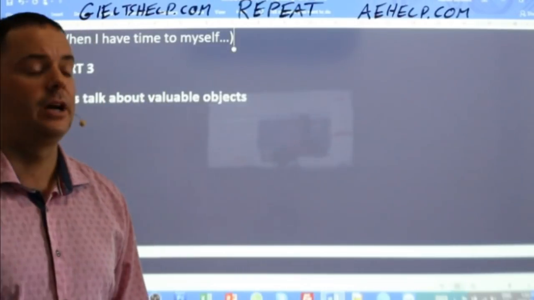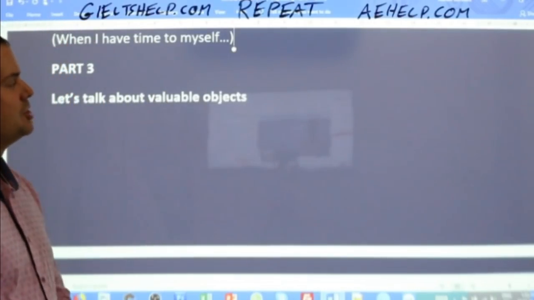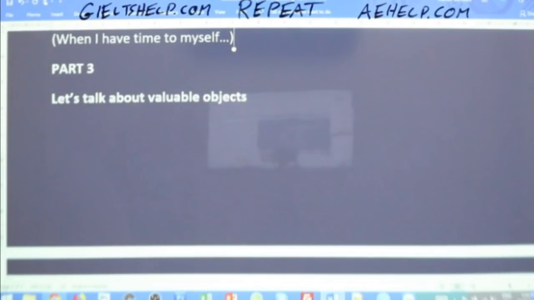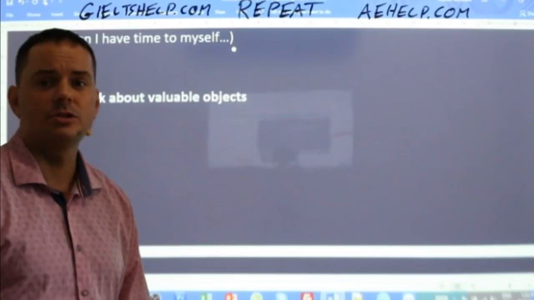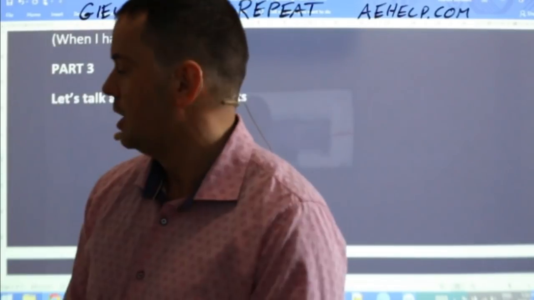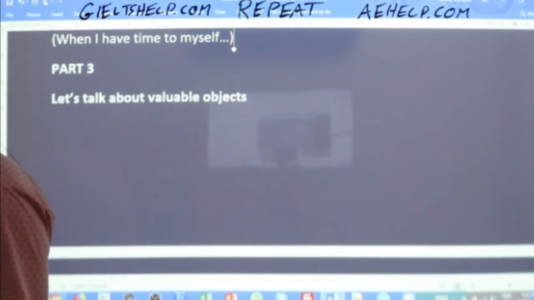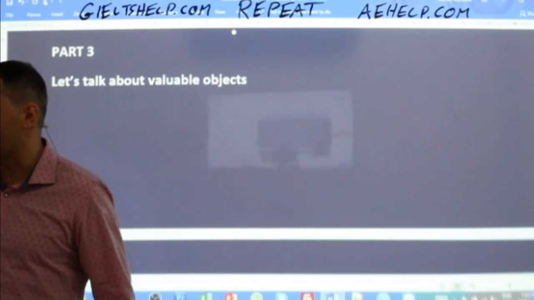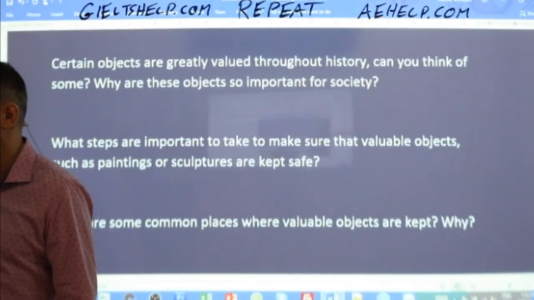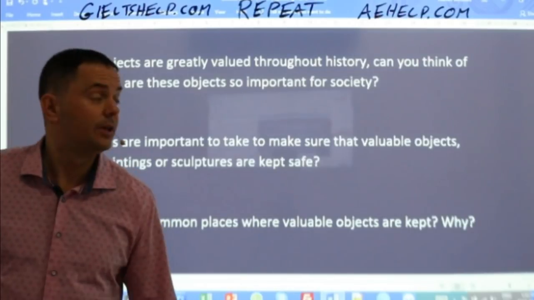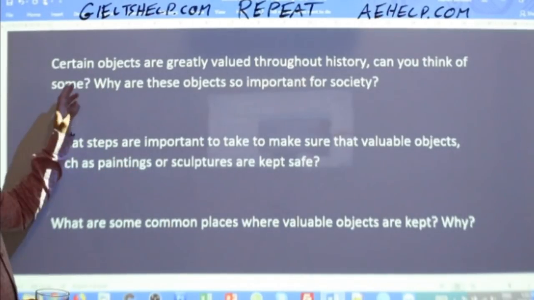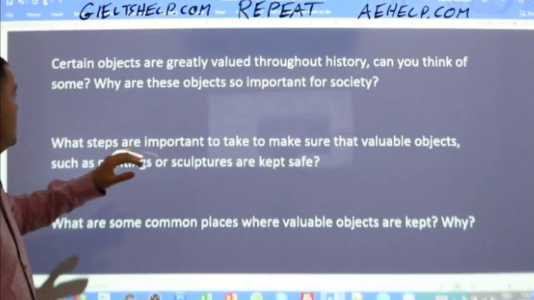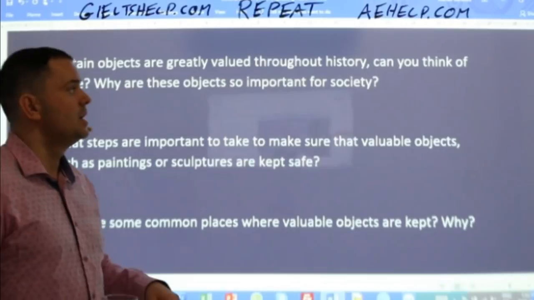So we had a part 2 in our academic or general class last week, that focused on an object of importance to you. So an object that is important to you. So these questions follow up from that. So the examiner will say, let's talk about valuable objects. Sure, let's do that. And then here's a question, okay? Certain objects are greatly valued throughout history. Can you think of some? Okay, so answer that question.